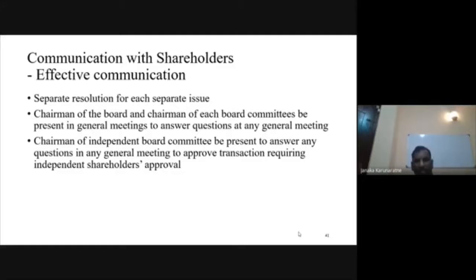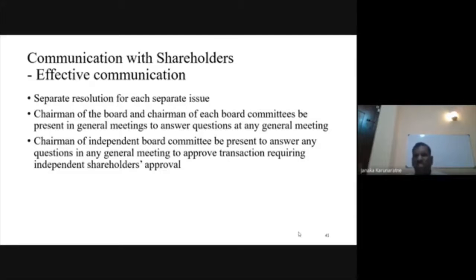Separate resolution for each separate issue. If you need a certain resolution, rather than having one resolution, for each issue have a separate resolution. Because there may be different views by the same shareholders on different issues, so that they can express their views separately on separate issues. They may agree on certain issues and resolutions, but on certain issues they may not agree. So rather than combining them, have one set of issues for one resolution. Separation is very useful so that the shareholders express their independent view on each separate issue.